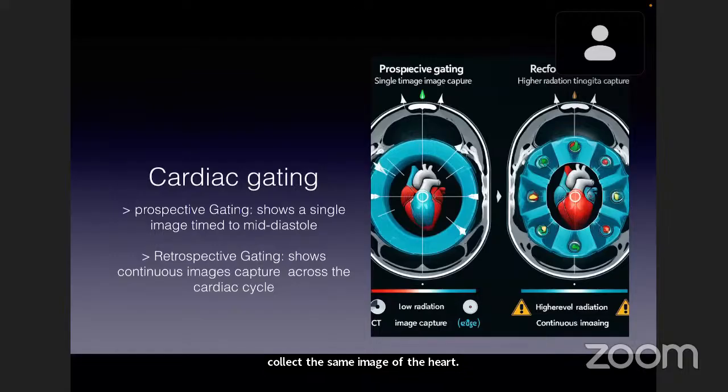Here we can see the cardiac gating. Prospective gating shows a single image timed to mid-diastole, and retrospective gating shows continuous image capture across the cardiac cycle.